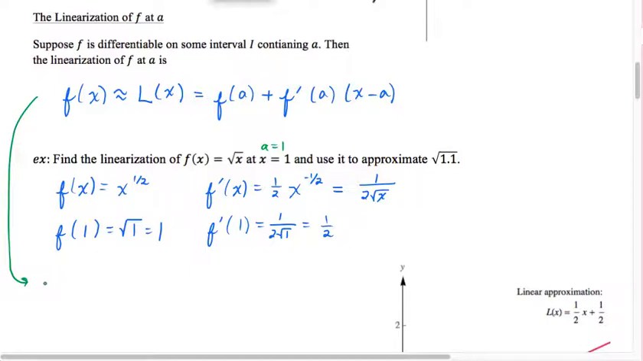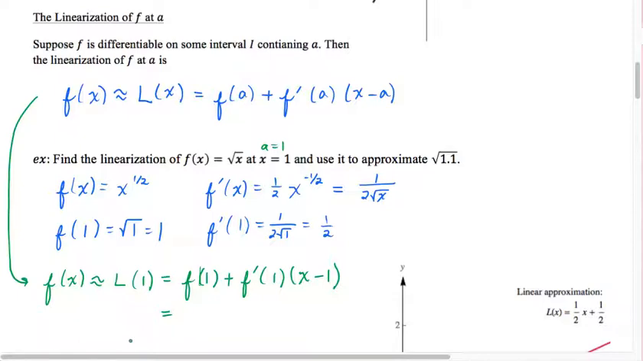Okay, so I'm going to plug into this linearization line right there. So we can say f of x, at least for x values near 1, is approximately equal to L of x, that's just the equation of the tangent line, which is f of 1 plus f prime of 1 times x minus 1. Oops, we should call that L of x, not L of 1. So it's the equation of the tangent line in terms of x. There we go. F of 1 is equal to 1. F prime of 1 is 1/2. Multiply that times x minus 1. And we can simplify this.